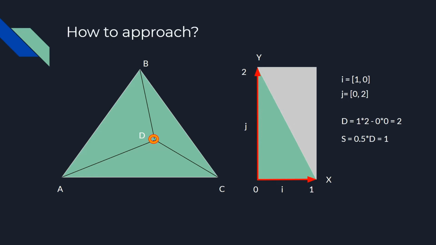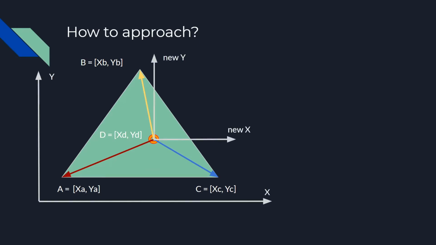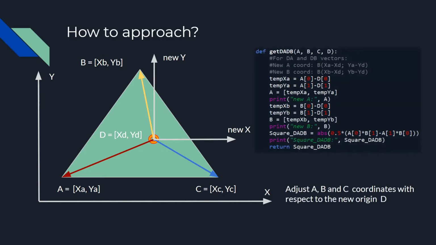Let's apply it to the original problem. We have a triangle with a given coordinate system. Let's shift the origin to point D and apply the principle described earlier. Here is an example of a function which does the job and calculates a footprint of the ADB triangle. The final script will be linked in the video description.